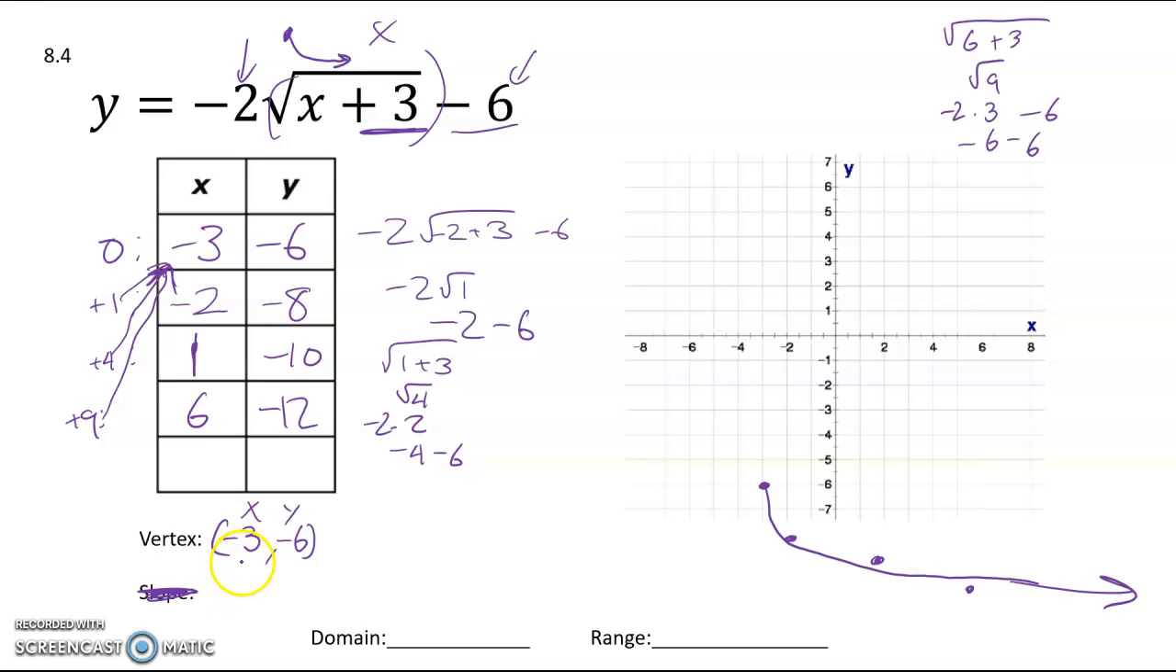Domain, again: what's my x value? Bracket, x value of my vertex, negative 3, comma, infinity. Range, this one's a little bit different. It opens down, so you know that it's going to go to negative infinity. For the range, negative infinity always goes on the left side with a parenthesis. Comma, what's the y value of my vertex? Negative 6 with a bracket. So again, domain always has the x value of the vertex. Range has the y value.